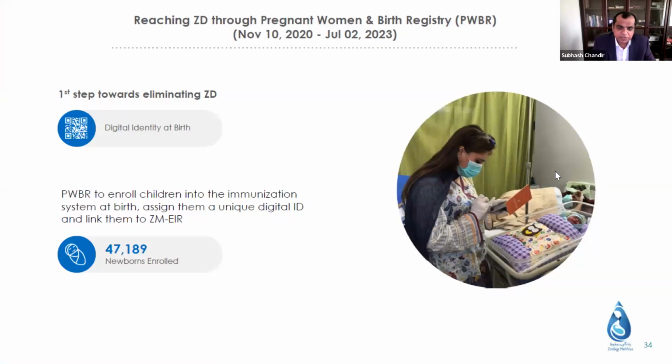For example, the other interventions could include birth registry. We consider it the first step towards eliminating zero doses: getting the children right at birth, enrolling them into the system, as well as giving them the birth doses, and then it can be followed up. This is something that was piloted in Pakistan and now is being scaled up in parts of the country.